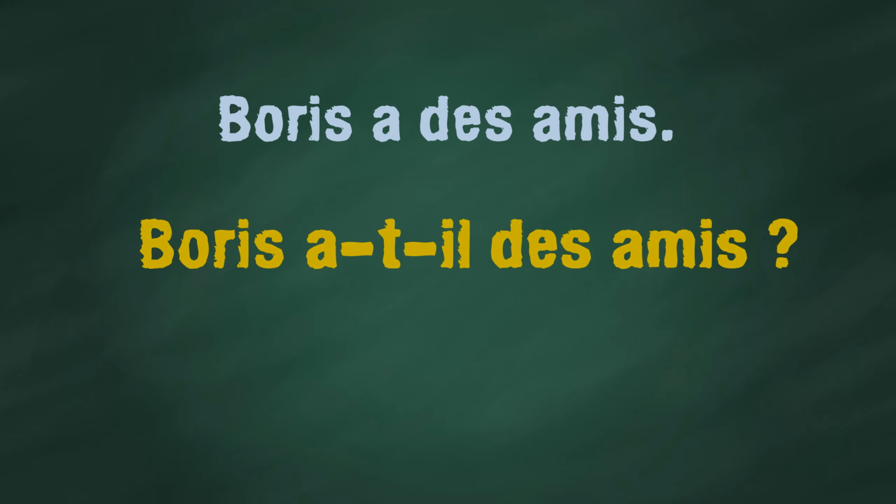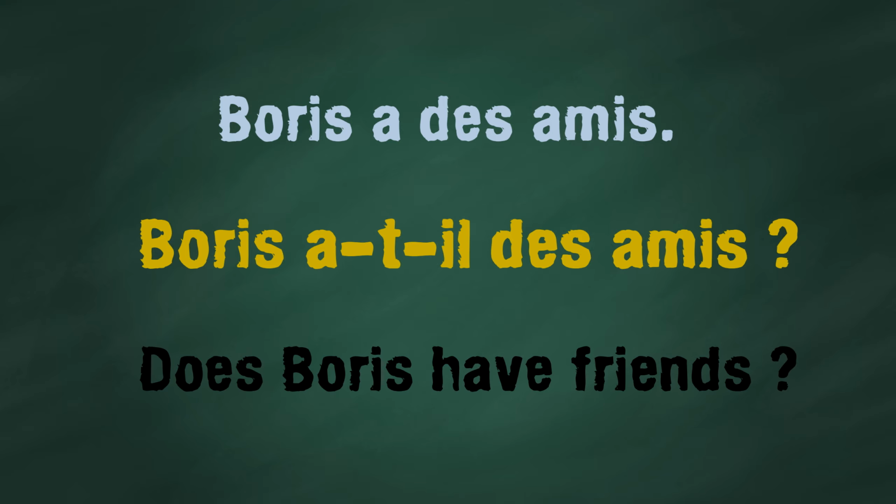And the third sentence, Boris a des amis. Boris a-t-il des amis? Okay, in this case, I'm basically duplicating the subject into its corresponding personal pronoun. I'm leaving the initial subject, Boris, in its place, and I'm using the personal pronoun il for the inversion process. Again, we have to add a t for the pronunciation, as explained before.